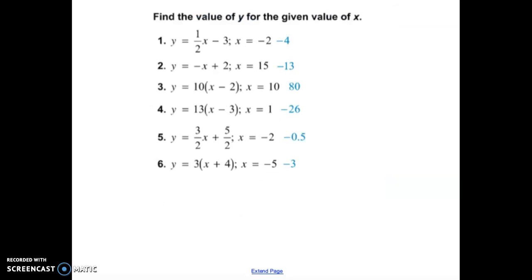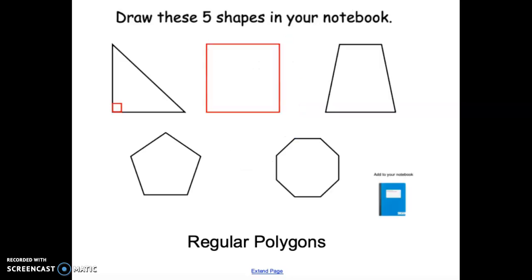I hope that you were successful with those. I think they're good. That's just good practice for us. My guess is we haven't worked a lot with the negatives, and we will be coming back to that. So, all right, let's move on. Take a second, pause the video, and draw these 5 shapes.